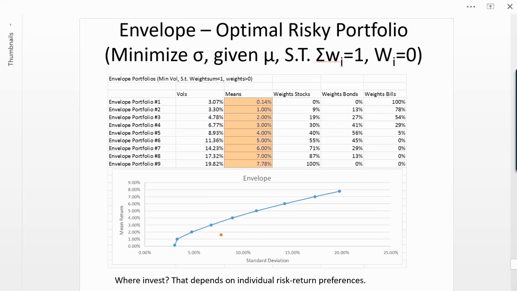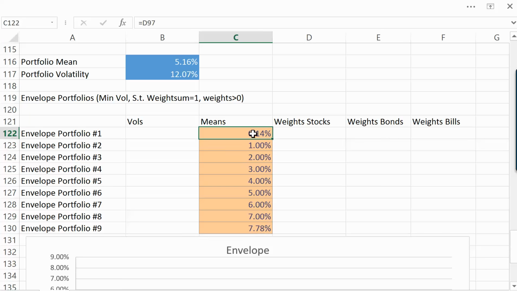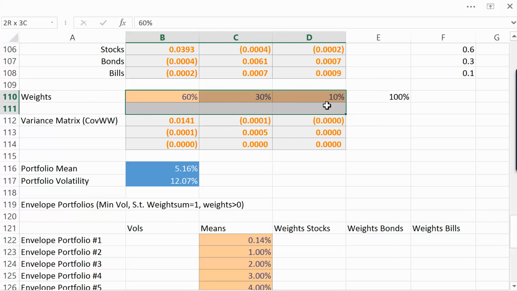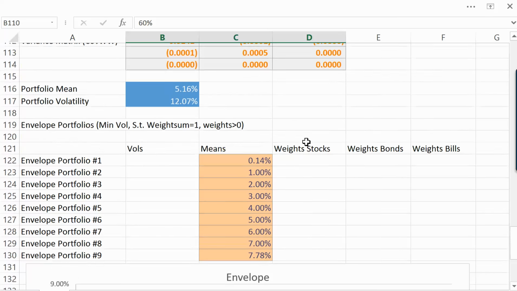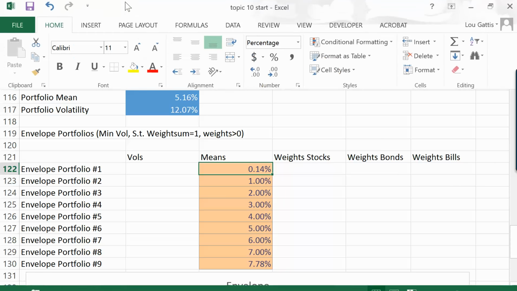So what we're going to do is we're going to calculate 9 possible efficient frontiers. And those are portfolios that have these means. This is my lowest asset mean. So if I'm 100% bills, the lowest return I will get is 14 basis points. If I'm 100% stocks, the highest return I can get is 778. What I'm going to do is I'm going to run solver and find a portfolio that changes these weights such that it gives me a mean of 14%. We'll make sure 100% of our money is invested, and it minimizes the volatility. So I'm going to do that.